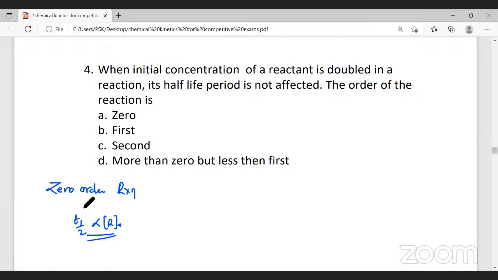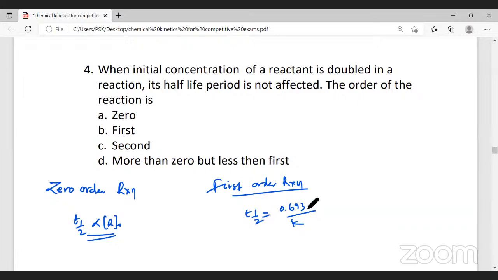Because it is directly proportional. Now coming to the first order reaction, we have derived this relation: T half is equal to 0.693 by K. This is the relation between rate constant and half-life period of a first order reaction. In this equation, are there any terms with respect to concentration?